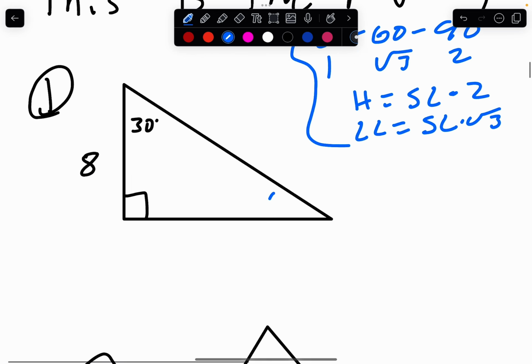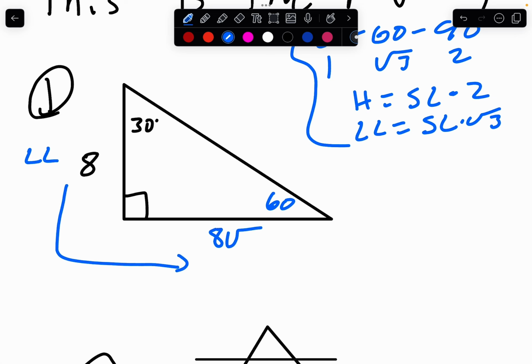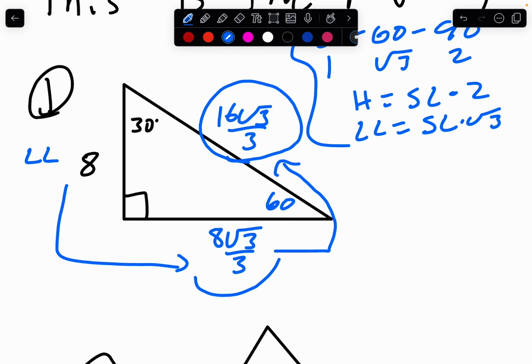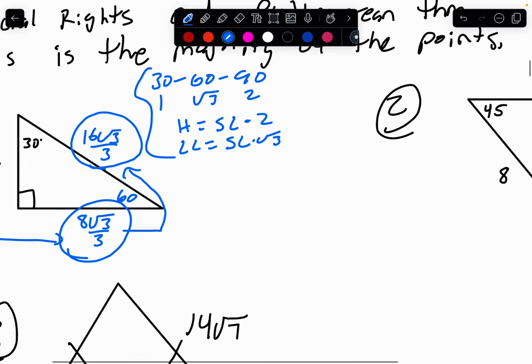So here we go. This is the 60-degree angle. That means that this is the long leg. To go from the long leg to the short leg, you have to divide by root 3, which would be 8 root 3 over 3. And to go from the short leg to the hypotenuse, you have to multiply by 2. So 8 root 3 over 3 and 16 root 3 over 3 would be the two missing sides there.